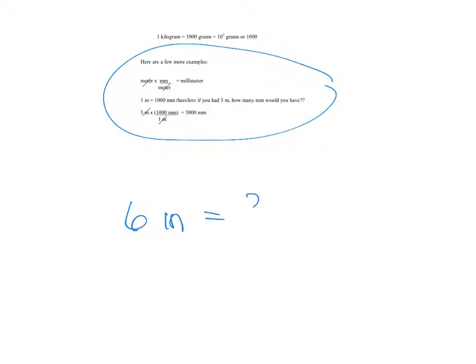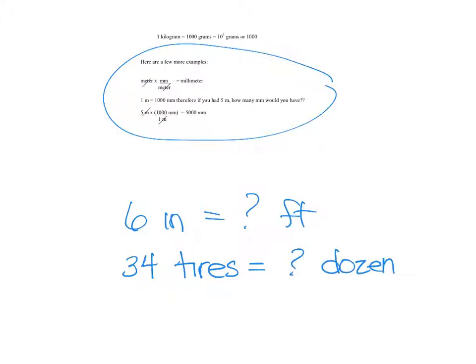And again, last but not least, some other examples I'll leave you with here. So don't be afraid to try these. Again, I always tell students, go back to what you know. Do a conversion of something you know, whether it's 6 inches equals how many feet. You could all do that, right? Or how many dozen, if you have 34 tires, let's say. If you have 34 tires, how many dozen tires is that? Now, it's not a whole number, but that's okay. You guys could do that.